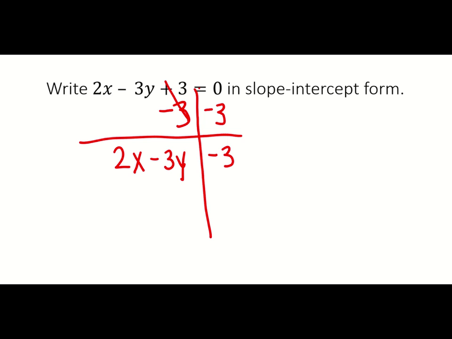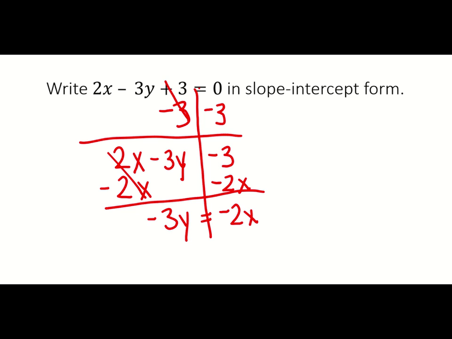And then I want the y term by itself. So I have to get rid of the x term. Right now there's a positive 2x. So I need to subtract 2x on both sides to get negative 3y equal to negative 2x minus 3.